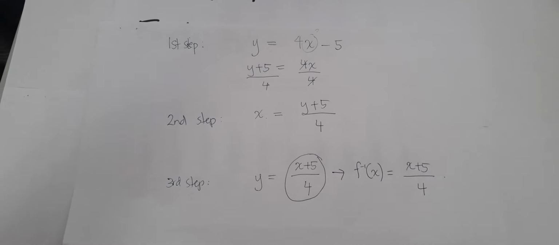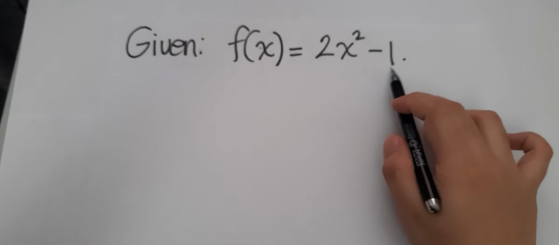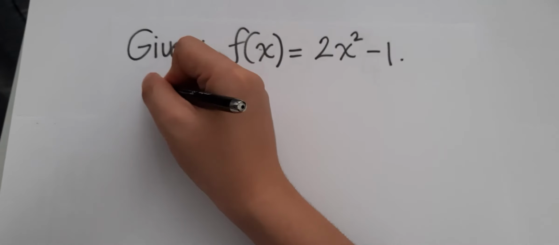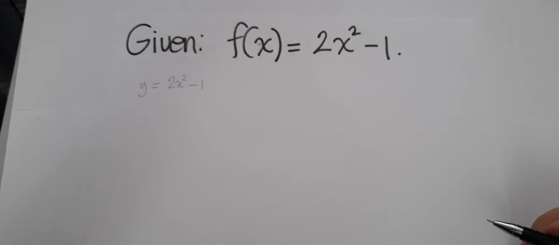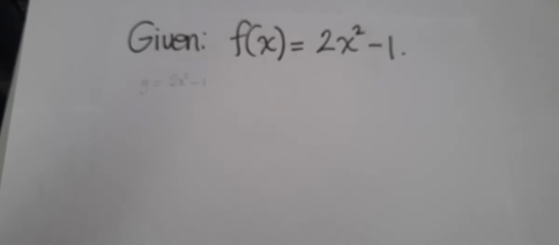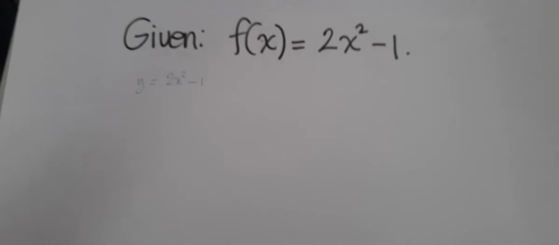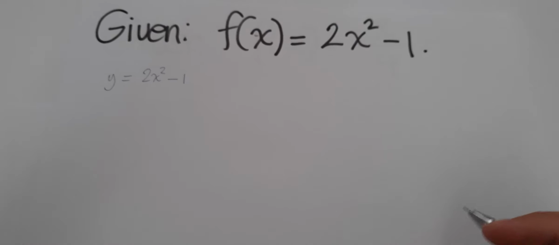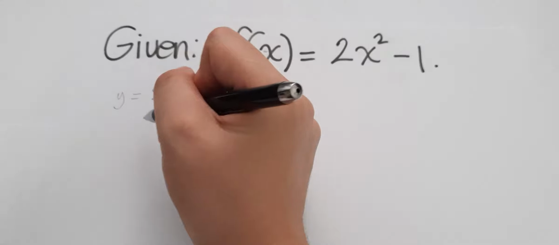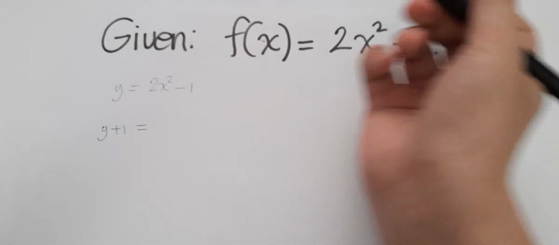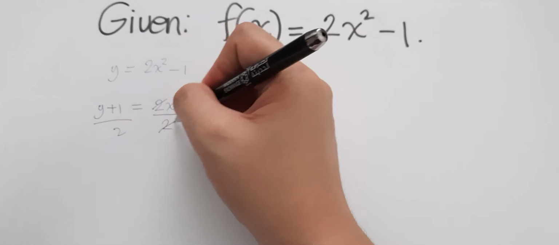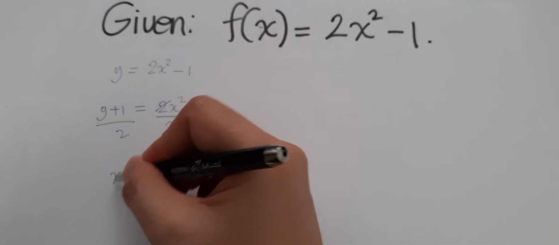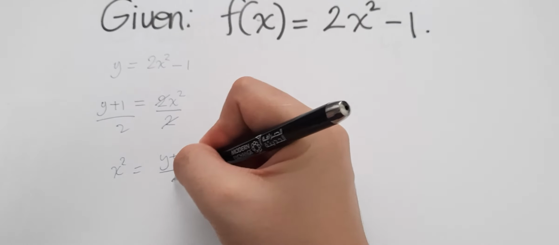Okay, let's continue. Let's have another example. f of x is 2x squared minus 1. So you let your f of x be y. Now, what is your next step? You want to solve for x. So you will have y plus 1 is equal to 2x squared. I want my x, so I will divide both sides by 2. So the 2 will be gone. So I have x squared is y plus 1 all over 2.